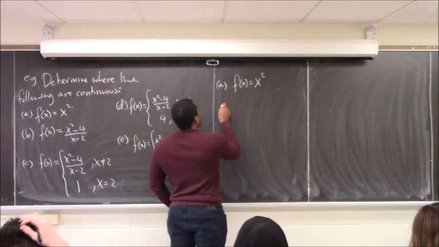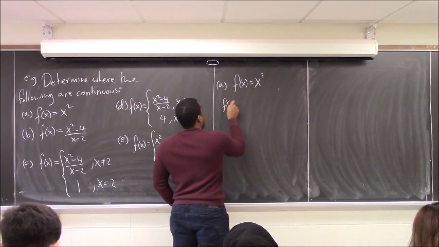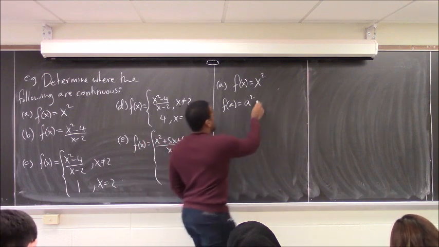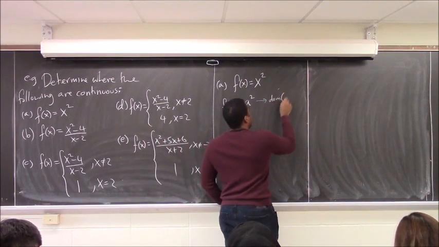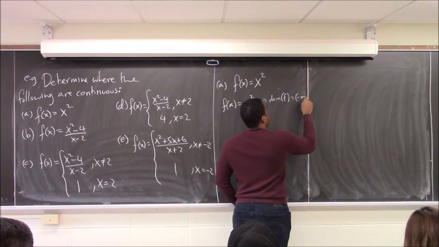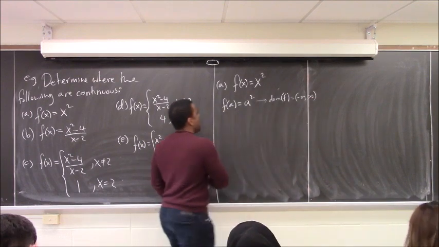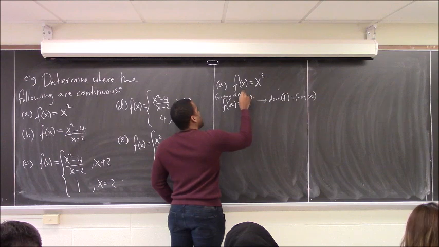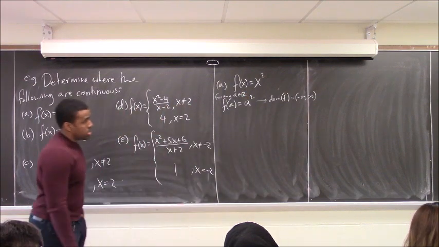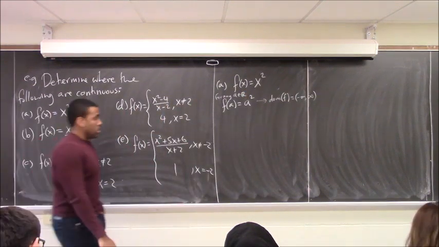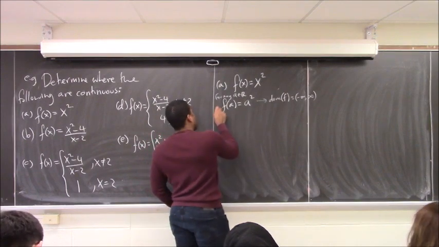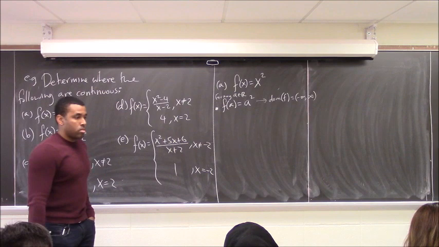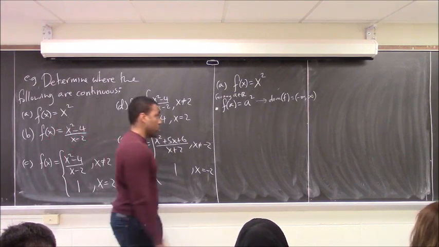Well, let's look at f of a. f of a is just going to be a squared, because the domain of f is everything. So for any real number a, I can plug it in and the result will be a squared. So that is defined and it's going to be a real number. Whatever I plug in, the square of that number is going to be the output.